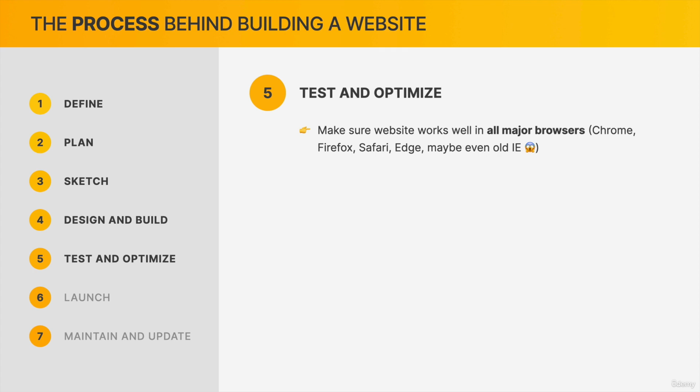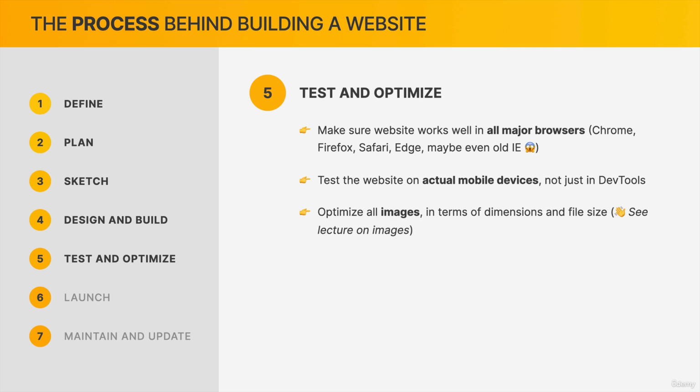Next, in order to test the responsive design, we need to actually test the website on actual mobile devices and not just in our developer tools. We also need to optimize all images that we use in our website. And that means two things. First, we need to actually give them the right dimensions in pixels.